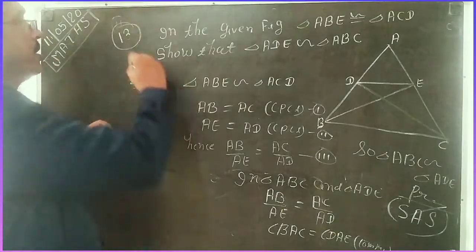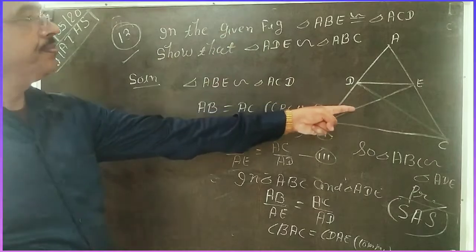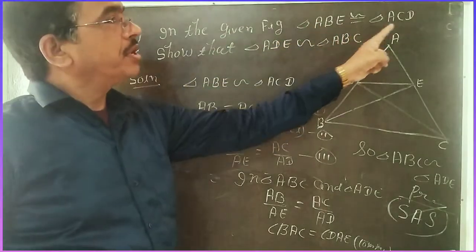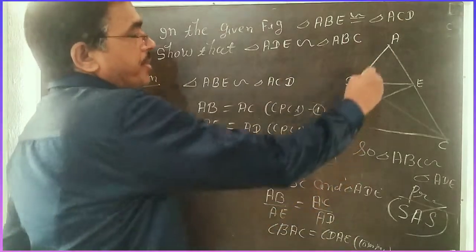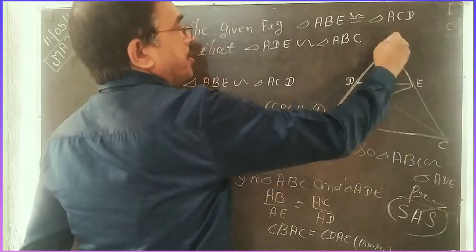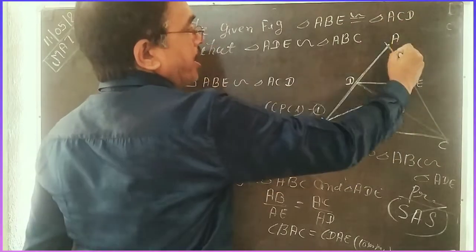Now question number 13. In the given figure, triangle ABE is congruent to triangle ACD. Find out where triangle ABE is congruent to triangle ACD.